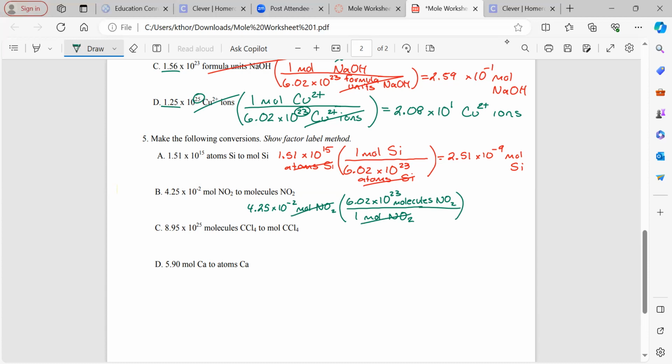4.25 times 6.02. My raw answer is 25.6 times 10 to the, let's see, you have to add these. So negative 2 plus 23 is 21 molecules of NO2. That is obviously not proper scientific notation. We need to shift the decimal 1 to the left. So it's going to be 2.56. The number is going to go from 21 to 22.